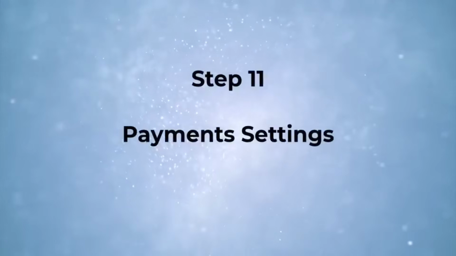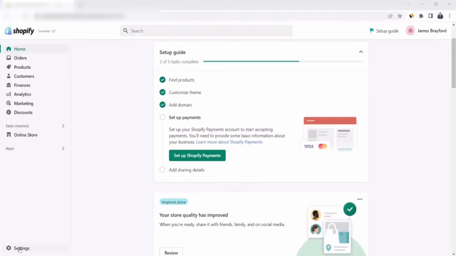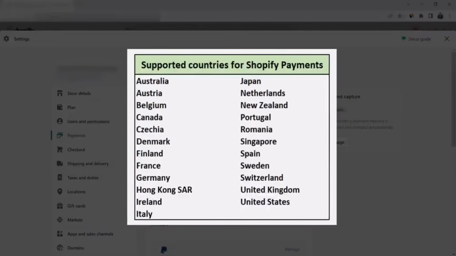In this step, we'll set up payments. Go to Settings, then Payments. Here we need to set up our payment providers so that our customers have options to check out and pay for the products, and we can also actually get paid when somebody buys something on our store. So the easiest payment provider is Shopify Payments. You can simply click on Complete Account Setup right here. Enter all your information, and then people will be able to check out using credit cards, Google Pay, Apple Pay, and so on. Keep in mind though that Shopify Payments is only available in selected countries.